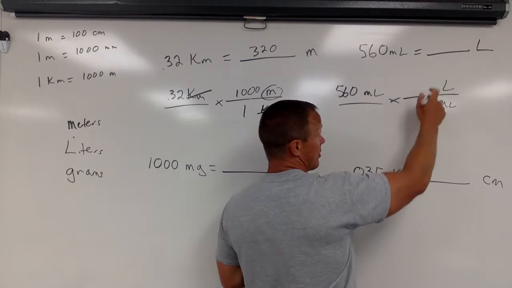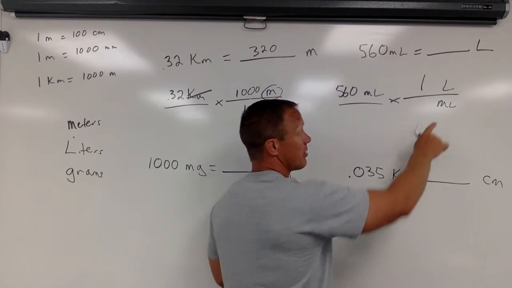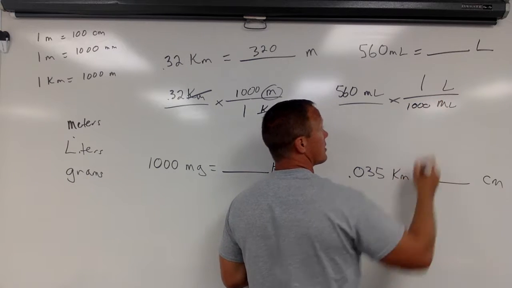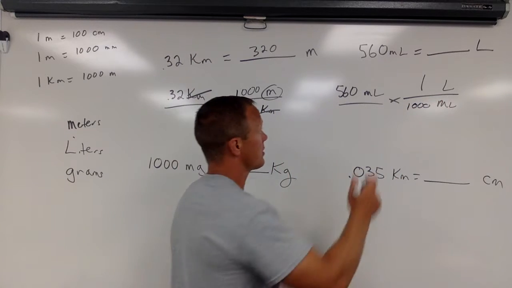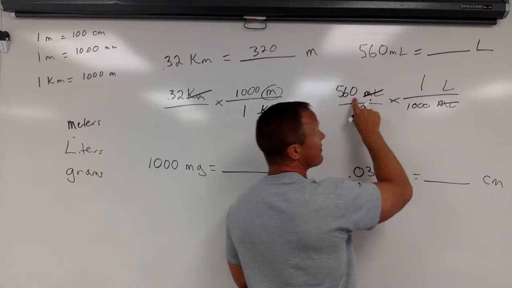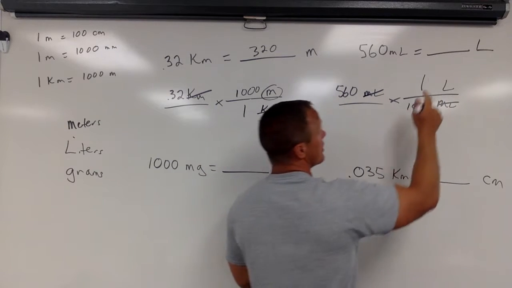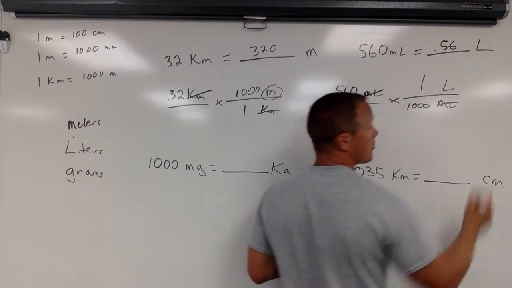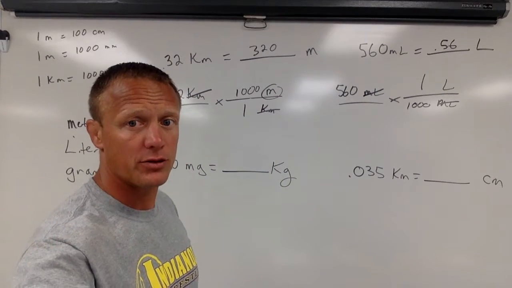A liter is bigger than a milliliter, so you say that 1 liter contains, milli means 1,000, 1,000 little milliliters. That cancels, so we're taking 560 times 1 divided by 1,000, which is going to be 0.56 liters.